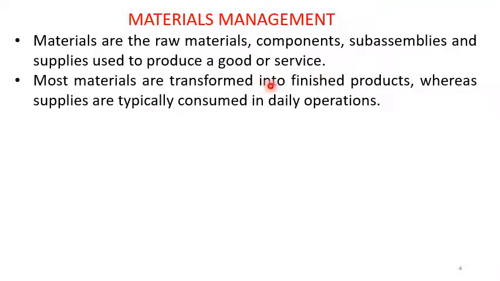Most materials are transformed into finished products, whereas supplies are typically consumed in daily operations. So most of these materials go through the transformation process and get converted into finished products, whereas some supplies are consumed in daily operations, like the office paper or other stationery that you are using. They could even be other items used for administrative purposes, files, or furniture. So they could also be supplies.